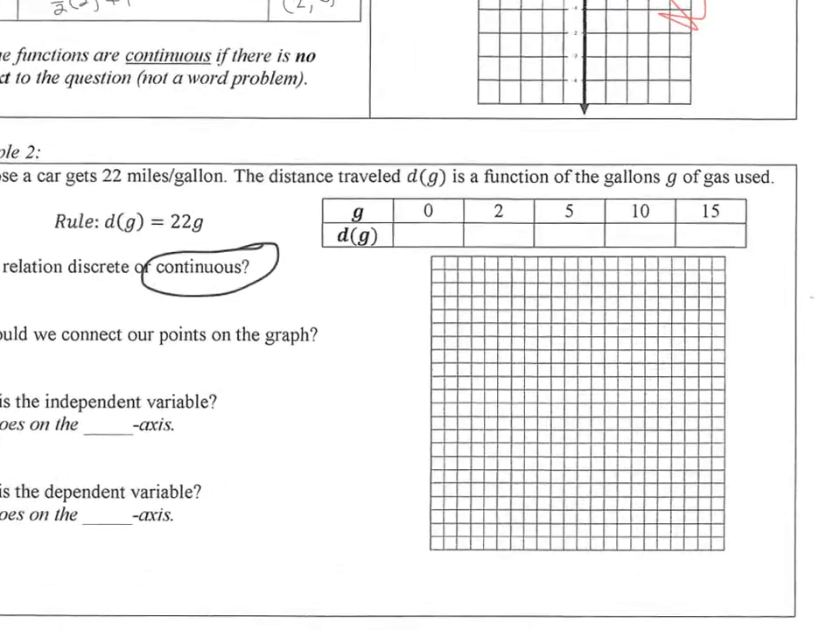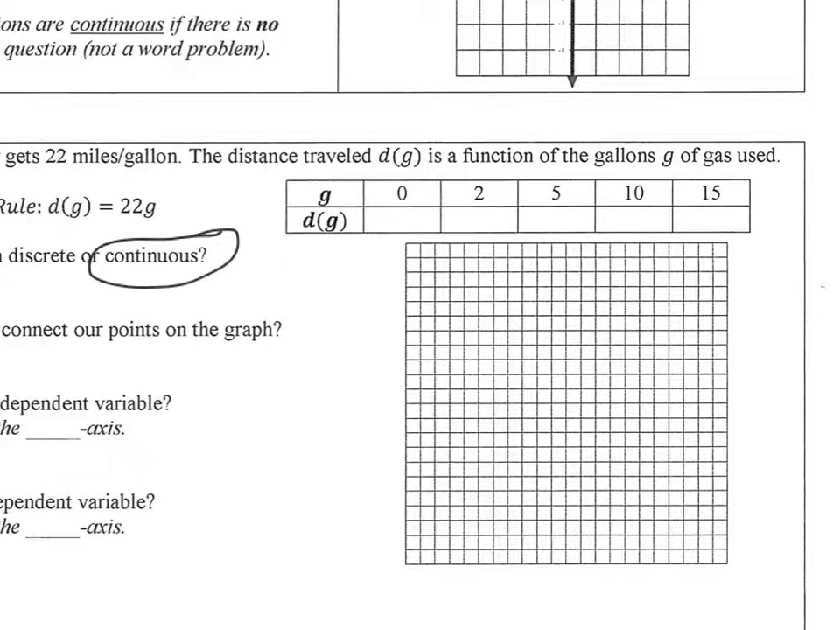So then what I'm going to do is I have this table of values, and I'm going to plug in g is 0, g is 2, g is 5 to get a set of values. So if I plug in 0, I get 0. If I plug in 2, I get 44. If I plug in 5, 22 times 5, this is 10, carry it. 5 times 2 is 10, 110. If I plug in 10, I get 220.